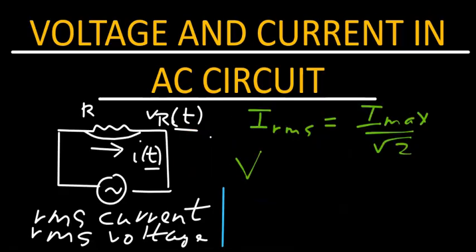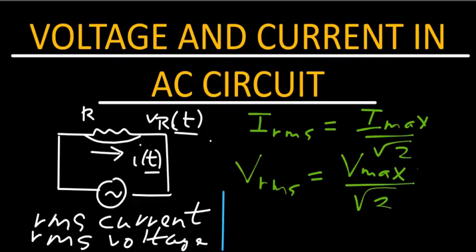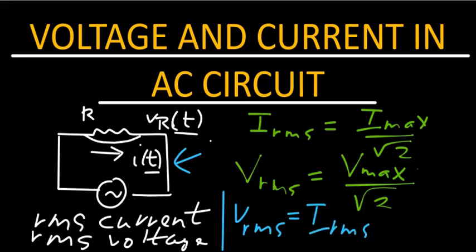We can also define RMS voltage in a similar manner. V max, the amplitude of the voltage that is, over square root 2. And for this circuit at hand, we can combine these two quantities in a similar manner. VRMS is IRMS times the resistance in that AC circuit.